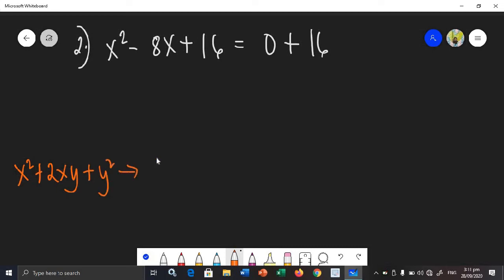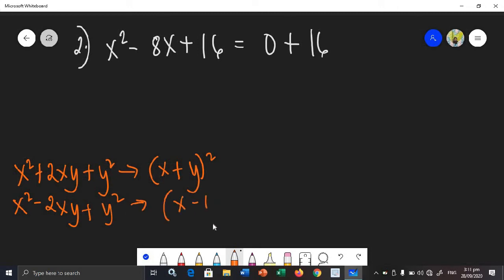Ang factored form nito ay (x + y) squared. Ito naman, (x − y) squared. Between these two, napansin nyo, yung given na trinomial natin, negative yung middle term niya, like this one. So, therefore, we will use the second format.